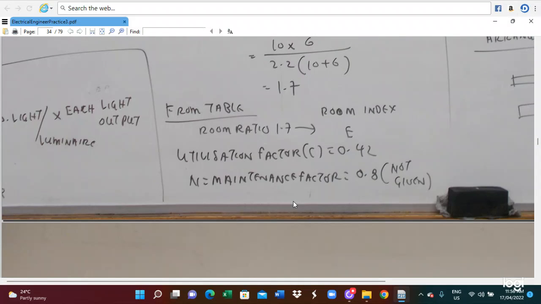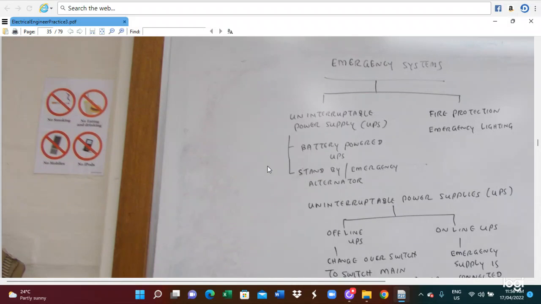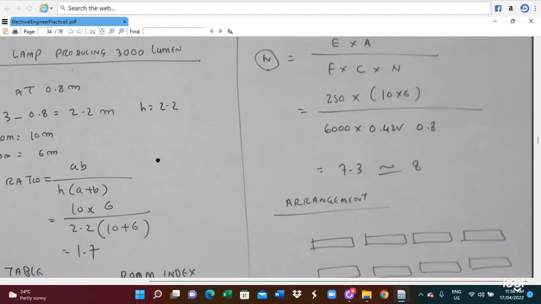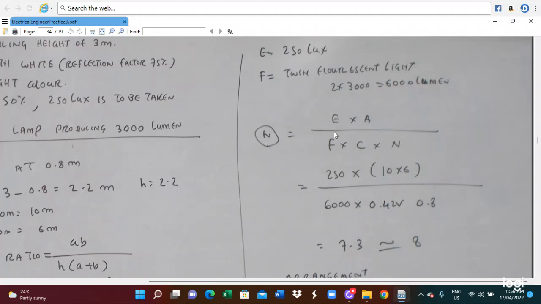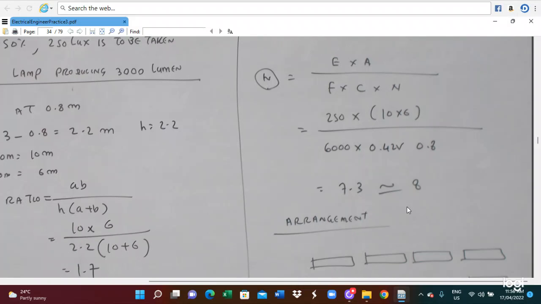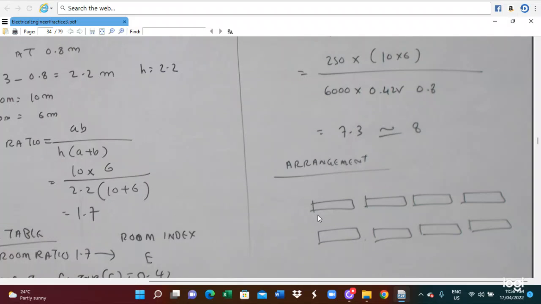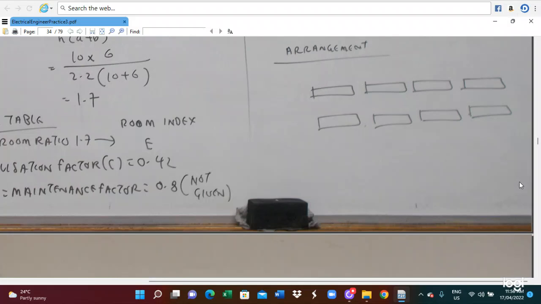Therefore you substitute the utilization factor 0.42 here. So E is 250, A is 10 multiplied by 6, F is 6,000, utilization factor C is 0.42, and maintenance factor M is 0.8. Then you get 7.13, or 8. So in this case 8 lamps, so we can arrange 2 rows, and every row gets 4 units. So that will be the arrangement.